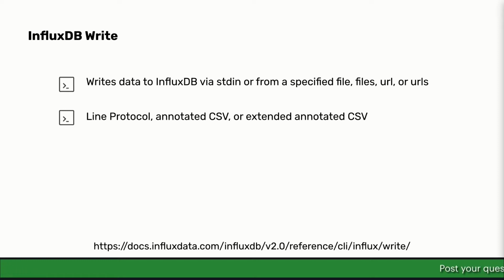When you use data types other than datetime in the data type annotation, they're converted to fields when your data is written to InfluxDB. Extended annotated CSV extends the annotations available in the annotated CSV format. So again, if you want to see what the specific differences are between the two, you can take a look at this documentation link at the bottom of the slide.